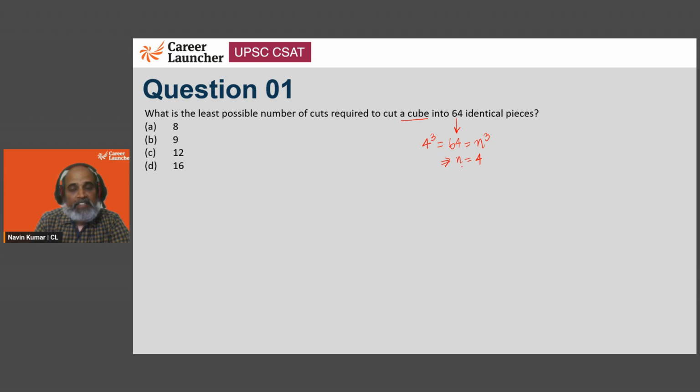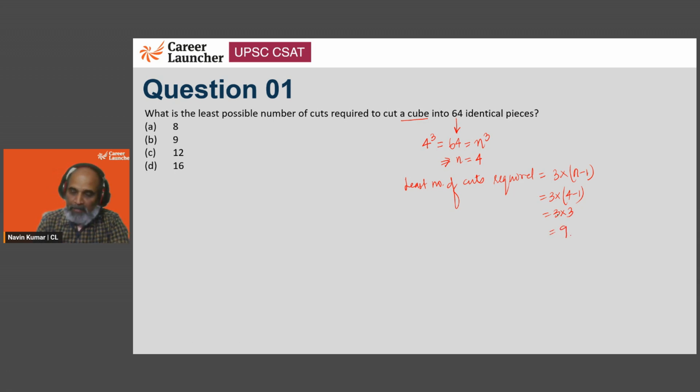Now, once we get the value of n, then the minimum or the least number of cuts required is given as 3 times n minus 1. So this is going to be 3 times 4 minus 1. So this is going to be 3 into 3, which is going to be 9.